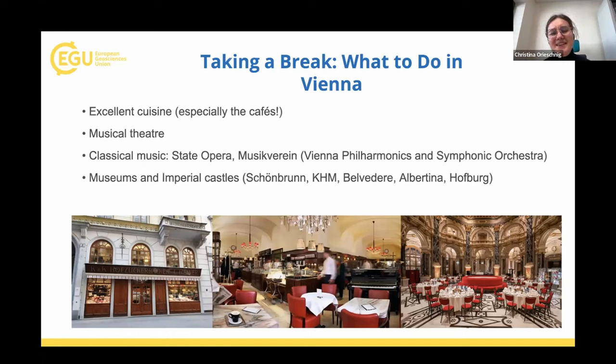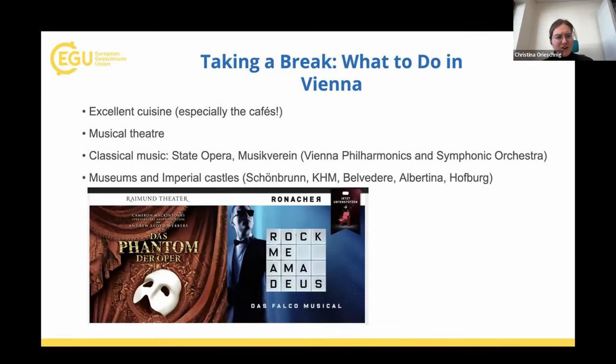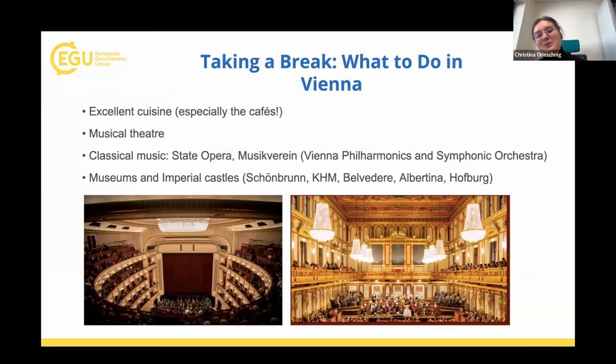That was the imperial bakery, basically, when Vienna and Austria were still in monarchy. And a lot of the buildings that you'll be visiting are from the 1700s to 1900s. There's also musical theater currently on: Phantom of the Opera and a musical about Amadeus. There's a lot of classical music going on, so the Vienna State Opera as well as the Musikverein, which is where the Vienna Philharmonics and the Vienna Symphonic Orchestra play.